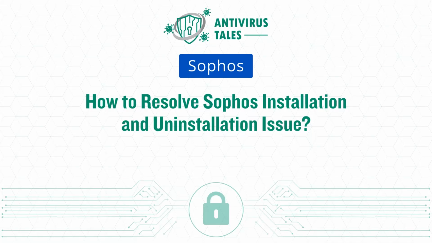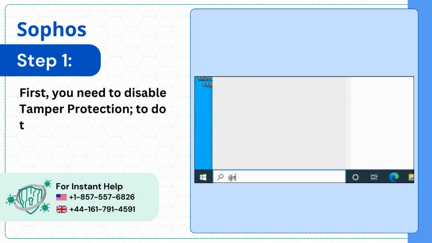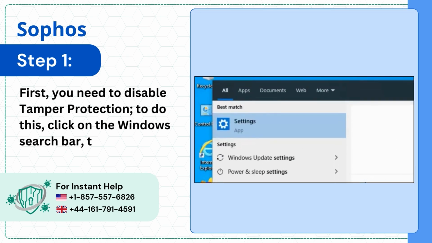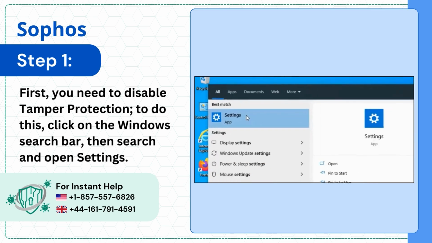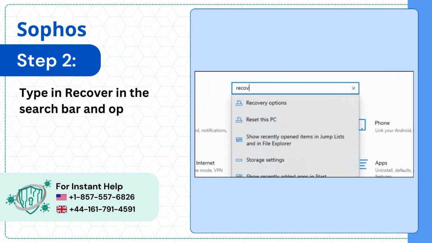How to resolve Sophos installation and uninstallation issue. Step 1. First, you need to disable tamper protection. To do this, click on the Windows search bar, then search and open Settings. Step 2. Type in Recover in the search bar and open Recovery options.